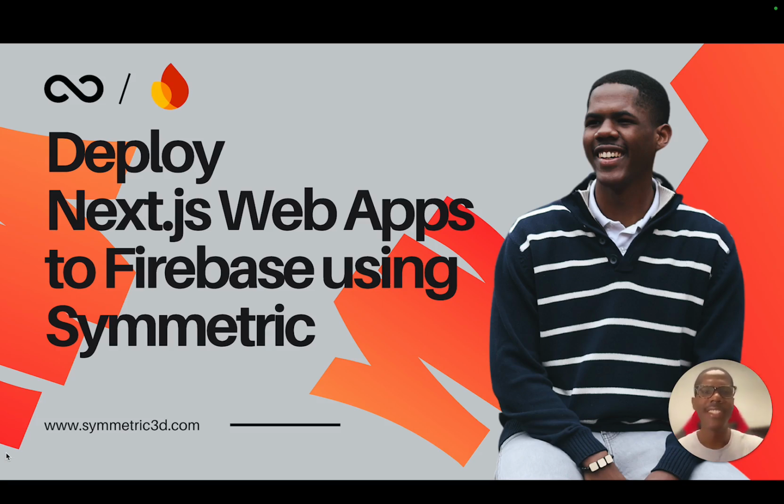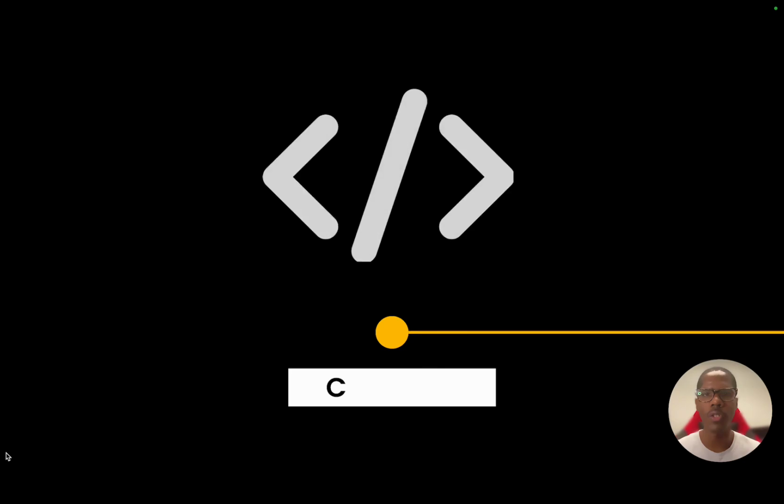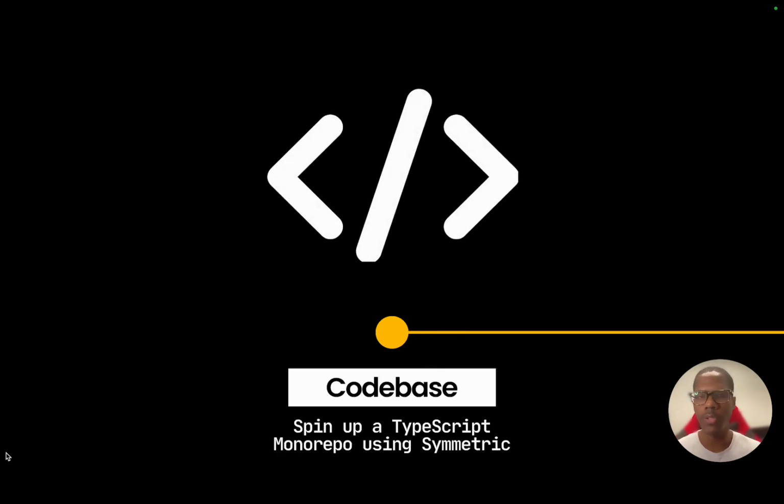Hey TypeScript engineers. Today we're going to dive into our second of 3 videos on deployment. And this is a very exciting video because we're going to talk about how to deploy Next.js web apps to Firebase using Symmetric. The cool thing about this video is that at the end, you'll know how to deploy any type of web app that you want, and it can be mobile responsive, dark mode responsive, all that jazz.